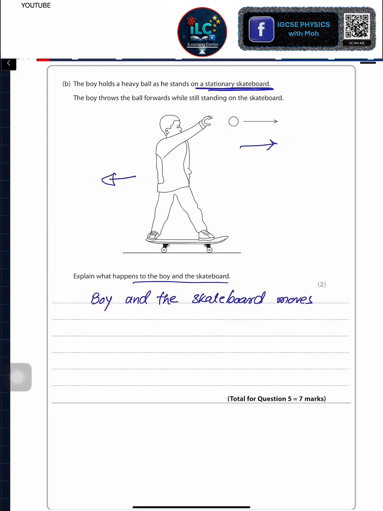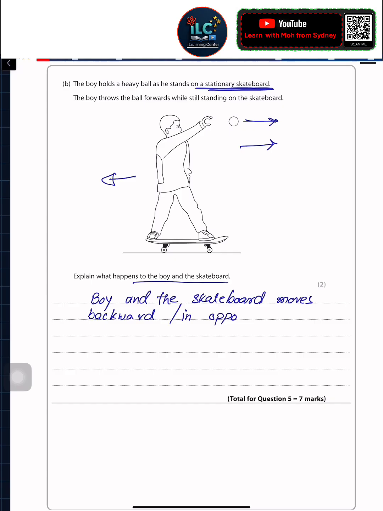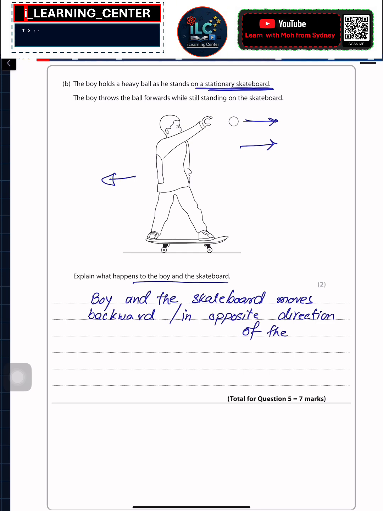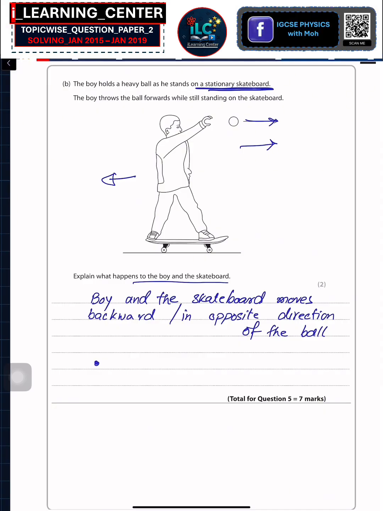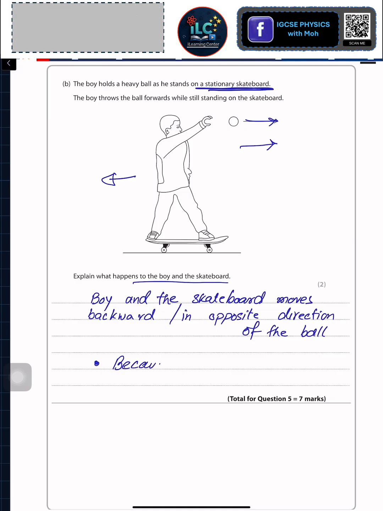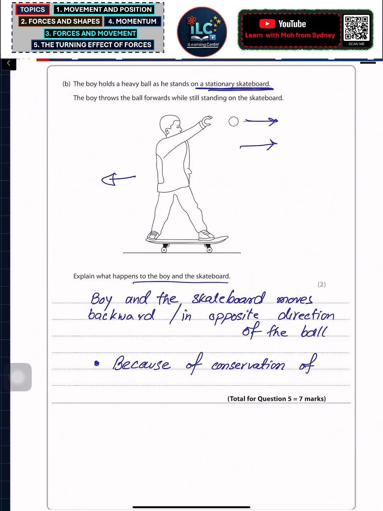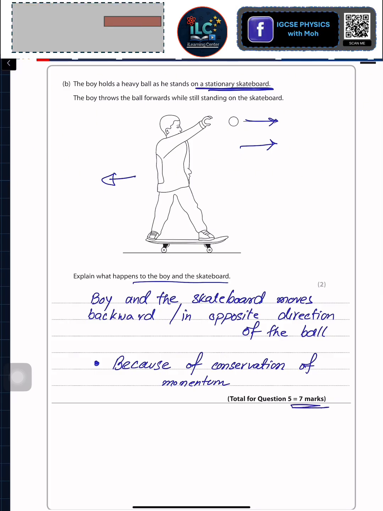Moves backward, or you can also say leftward, because you can see that this ball is already moving to the right, so the person must be moving to the left. Or you can say in the opposite direction of the ball. This will bring you 1 mark. And now you need to explain why this is happening. You can say because of the conservation of momentum, or because of Newton's third law of motion. I'm just going to write conservation of momentum, but you can also explain it using the third law. Because you have done the momentum calculation, it's better to stick with this. So you get 7 marks for this.